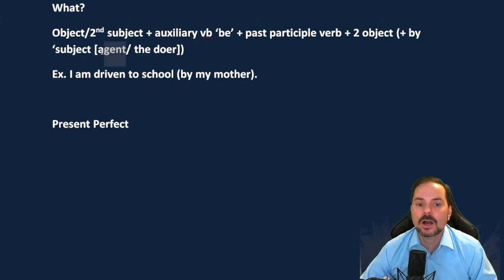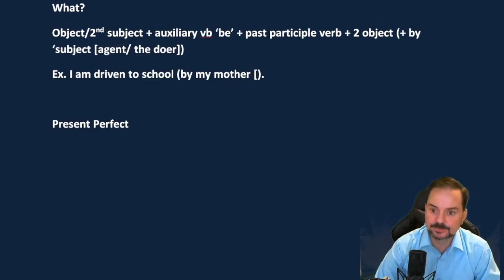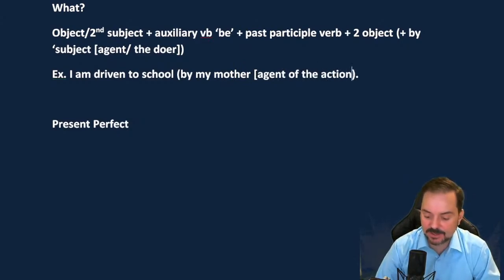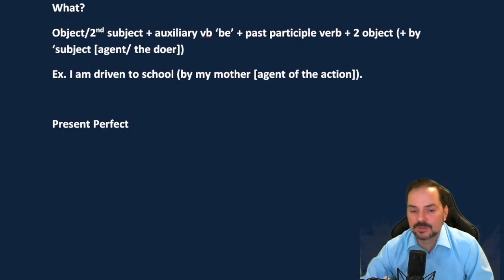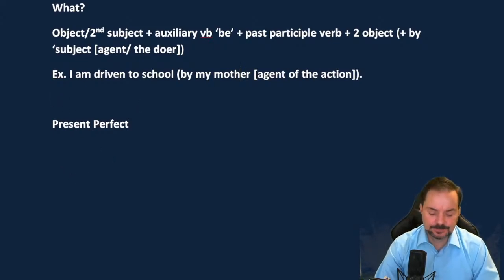Okay, so my mother is the agent of the action because she's the one driving, right? Not me. I'm just sitting in the car. Okay, so I am driven to school by my mother. It's the agent of the action. Okay, all right. So why do we use this?